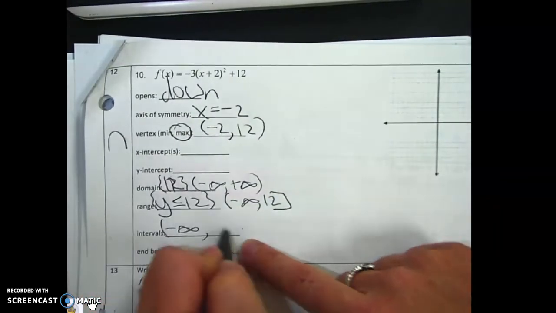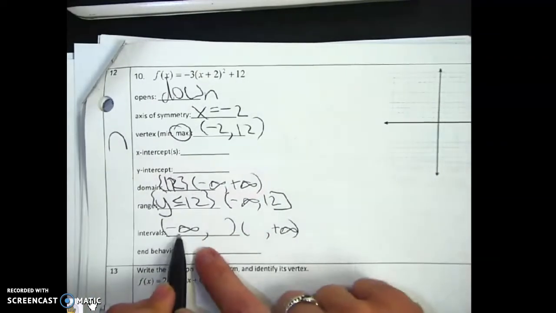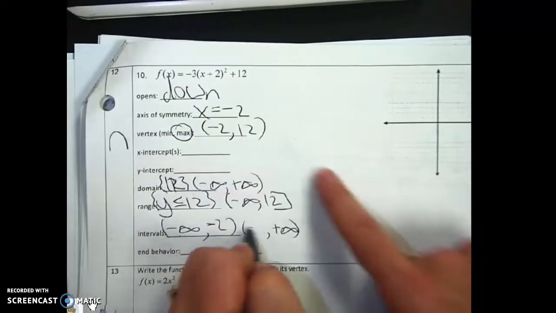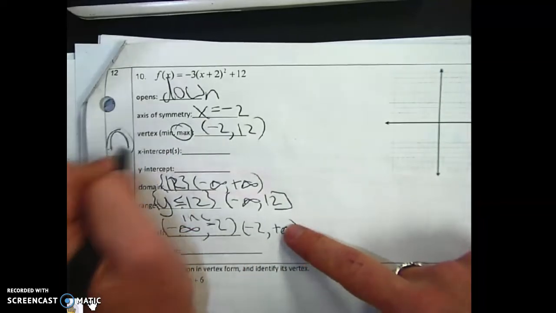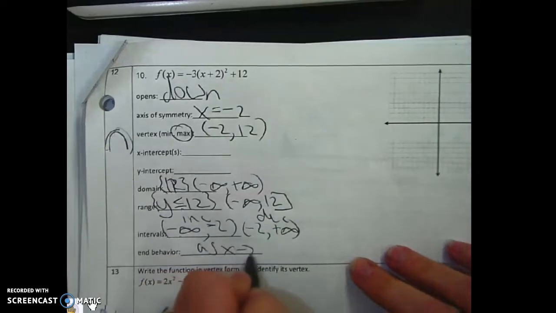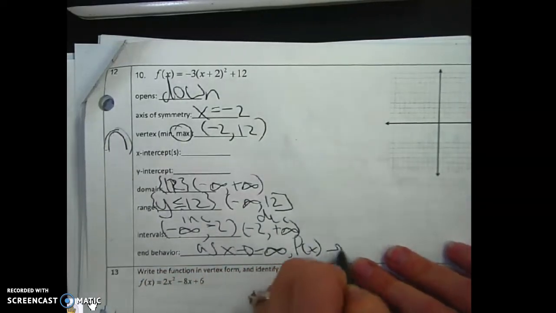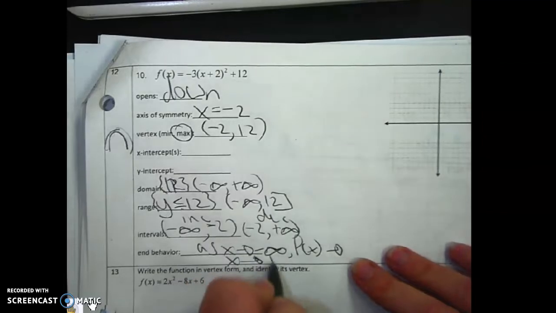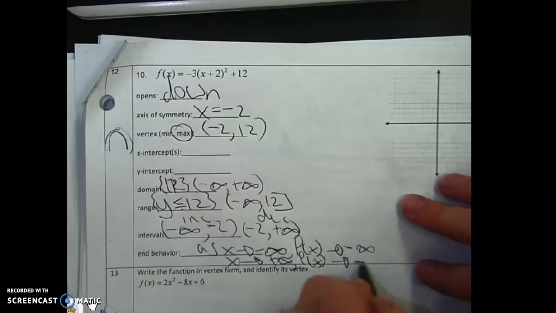Intervals are -infinity to positive infinity. It's the x value of the vertex. So it's increasing and then decreasing. And behavior: as x approaches -infinity, f of x approaches, as x approaches positive infinity, f of x approaches. Since they're both going down, -infinity, -infinity.